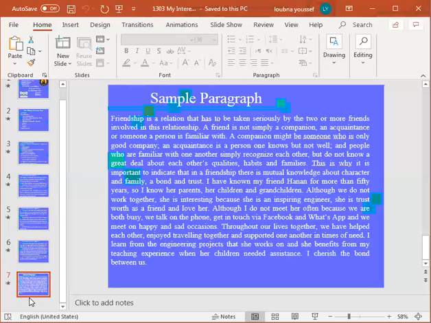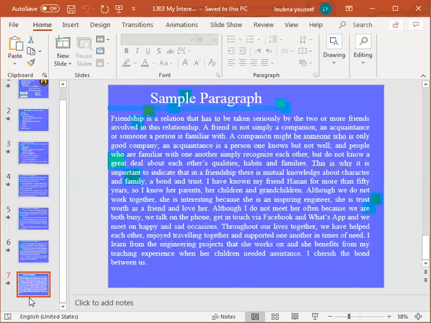The second part of the sentence says, an acquaintance is a person one knows, but not well. So here is a definition of an acquaintance, all right? It is someone you know, but you don't know that person very well, all right?